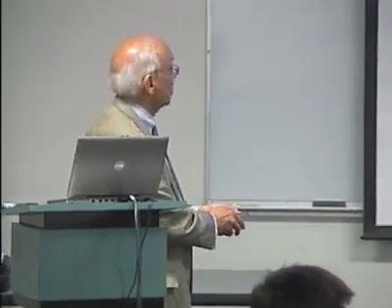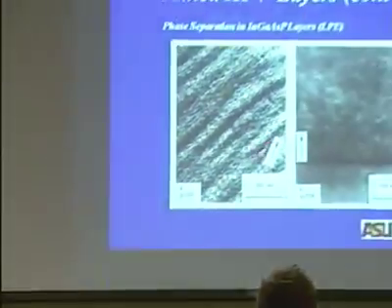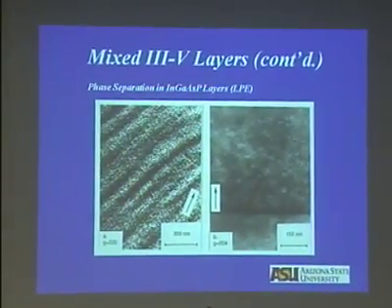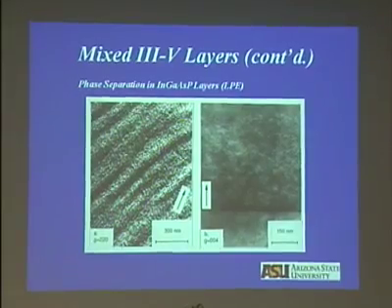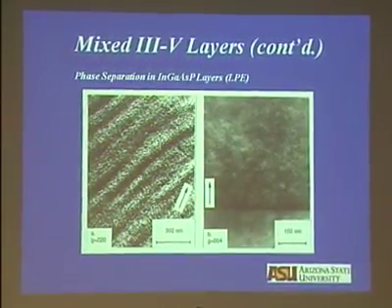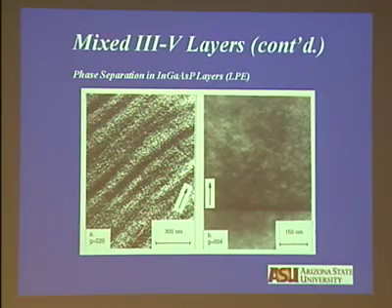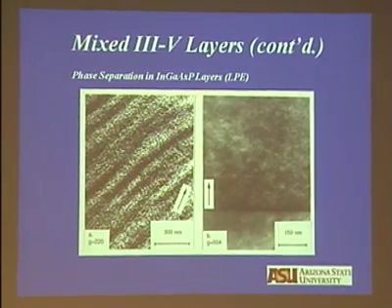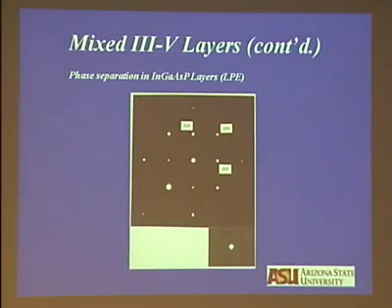And you may ask, what is this dark contrast due to? When phase separation occurs, you produce biaxial strains at the interface, and that buckles the surface of the layer, and this dark contrast is due to that. Now, the next slide will show you how you determine the wavelength.